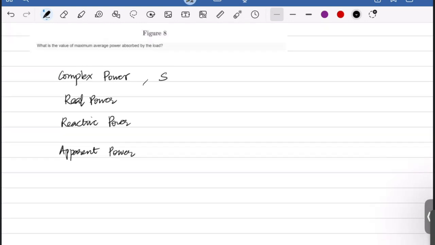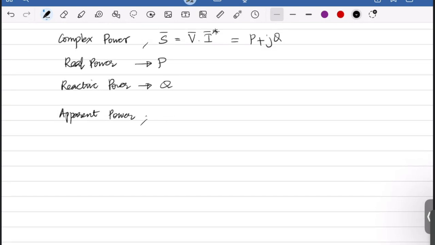Complex power is represented by a complex number S, which is given by the voltage phasor times current phasor conjugate. So this power will have a real part and an imaginary part, where the real part is your real power, the imaginary part is your reactive power, and apparent power is a scalar quantity and it is the magnitude of your complex power. So it is magnitude of V times magnitude of I, or it is root over P square plus Q square.